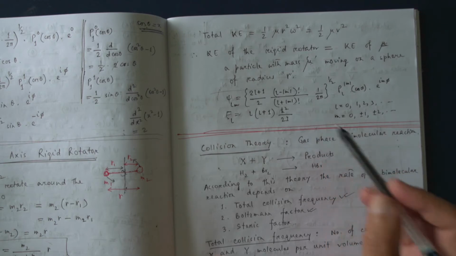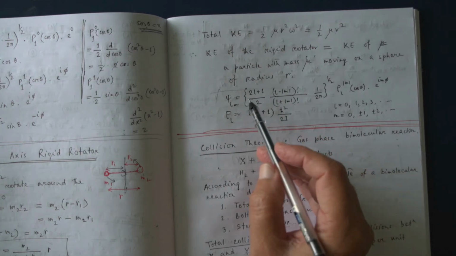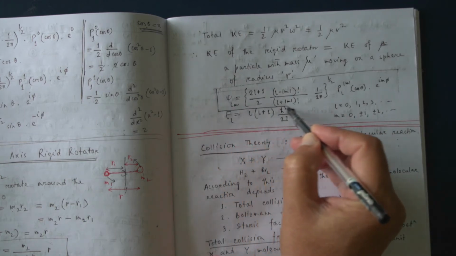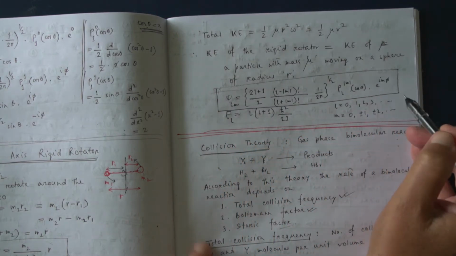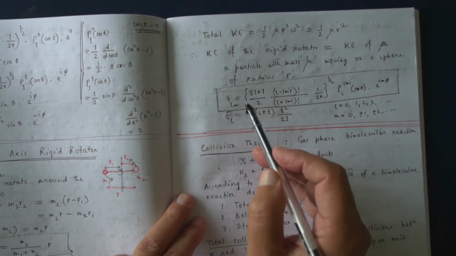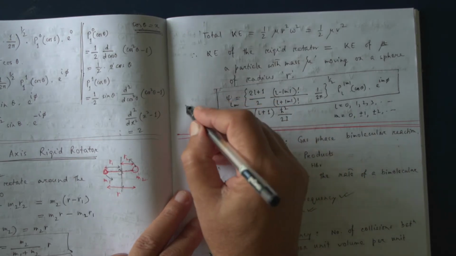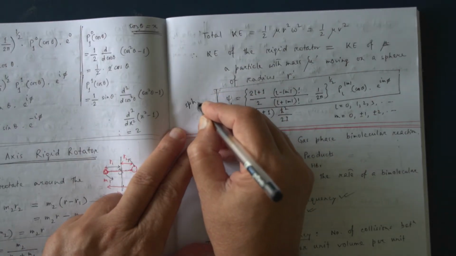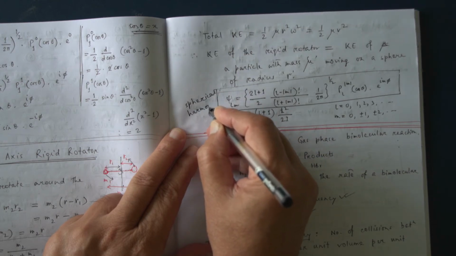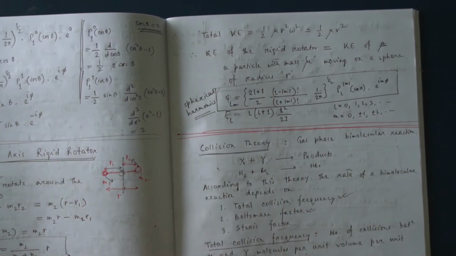Here you remember, I repeat, the wave function for a particle on a sphere or rigid rotor is called spherical harmonics.